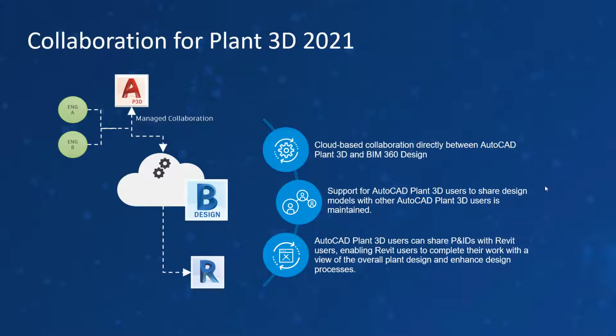We use these solutions to share design models with other AutoCAD Plant 3D users. And those users can share either P&IDs or 3D drawings, of course. Also, one of the features of these solutions is that it can connect AutoCAD Plant 3D P&IDs generated with Plant 3D with Revit, in case our users wish to model 3D piping in Revit.